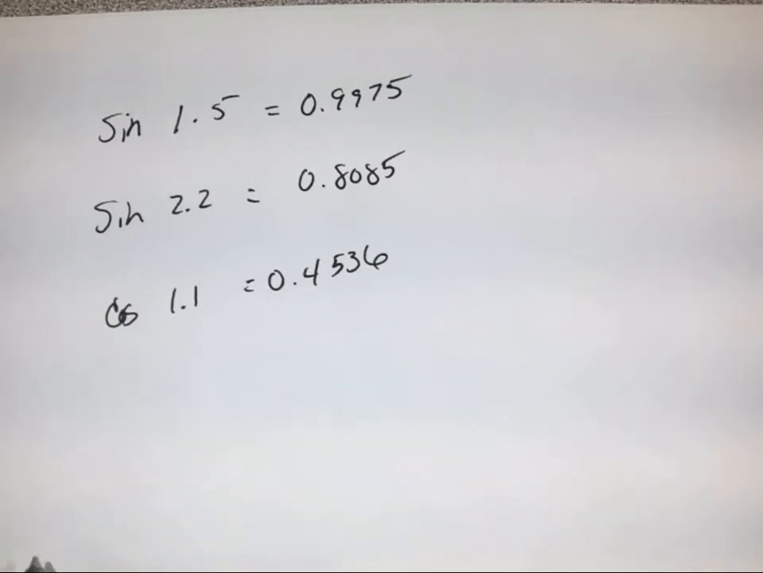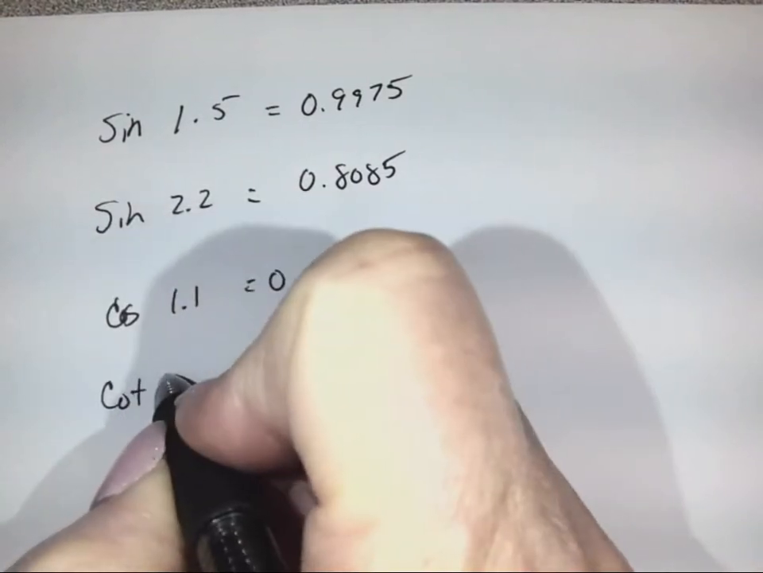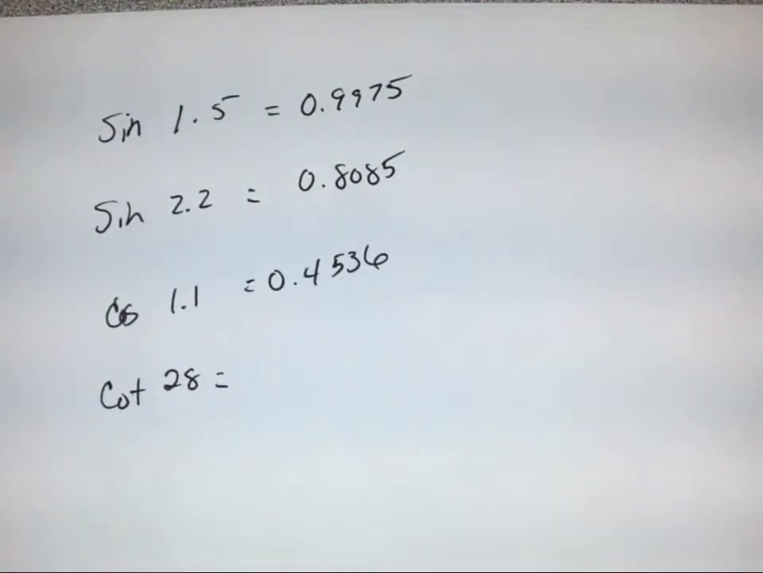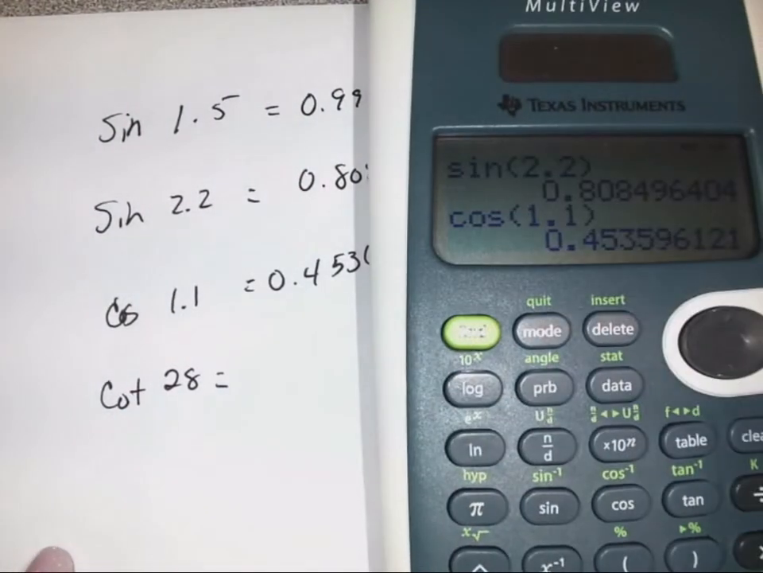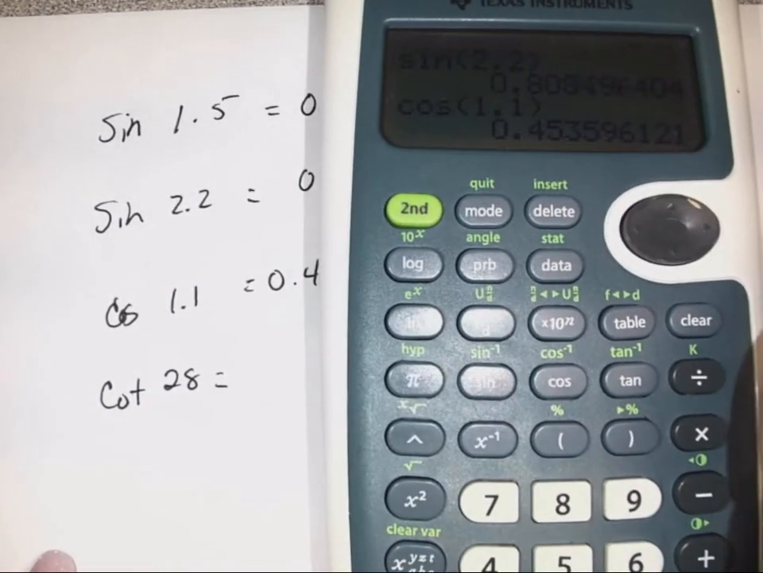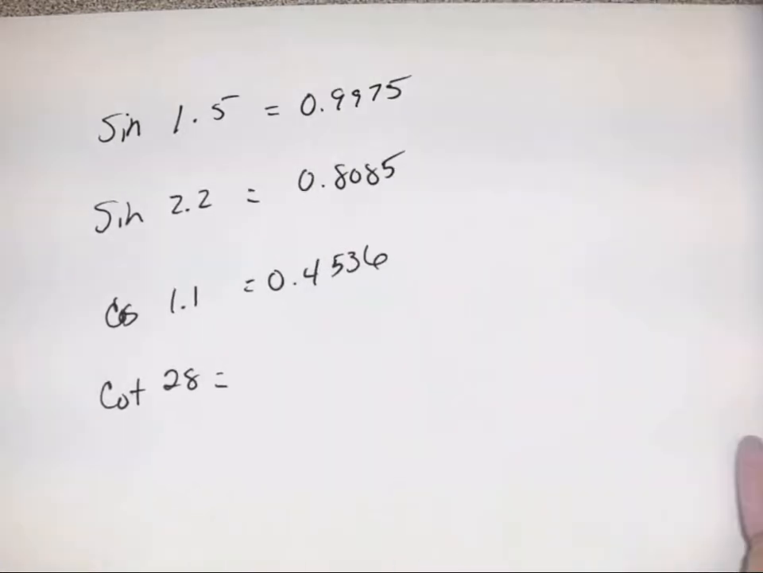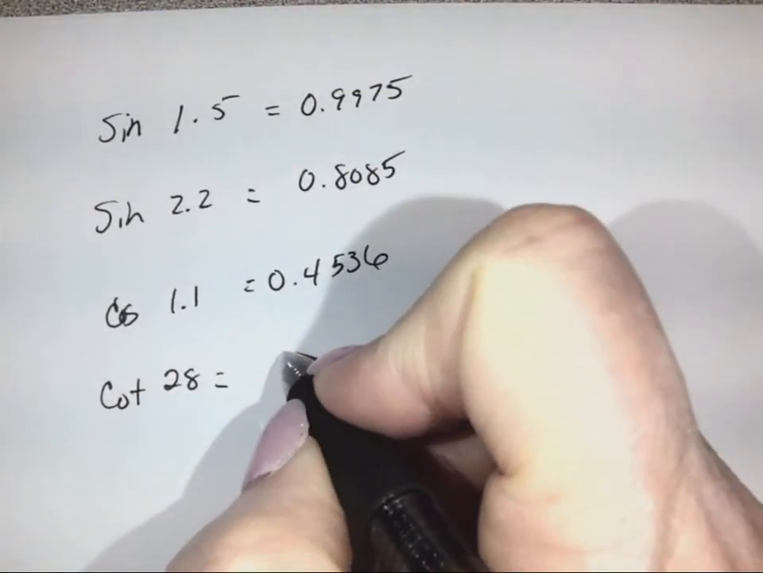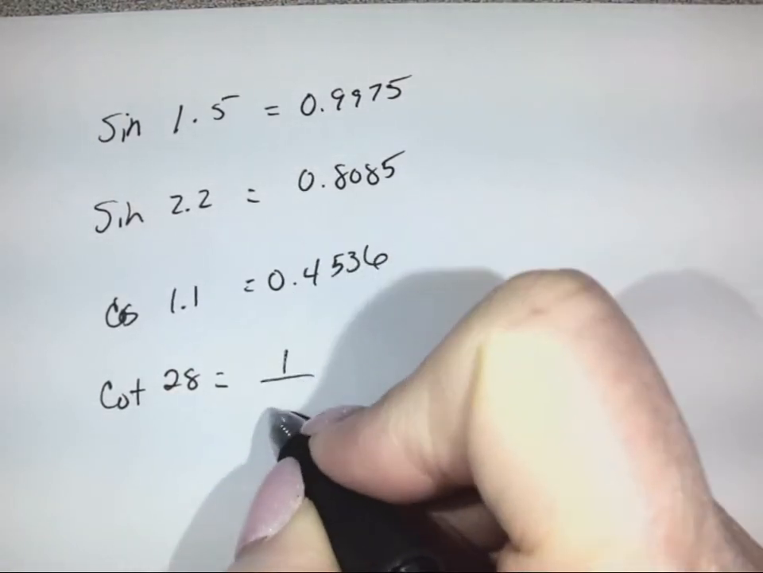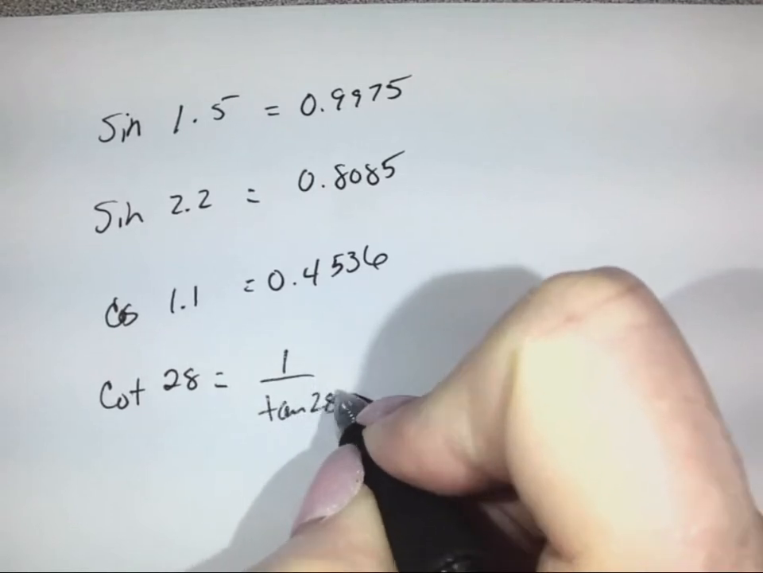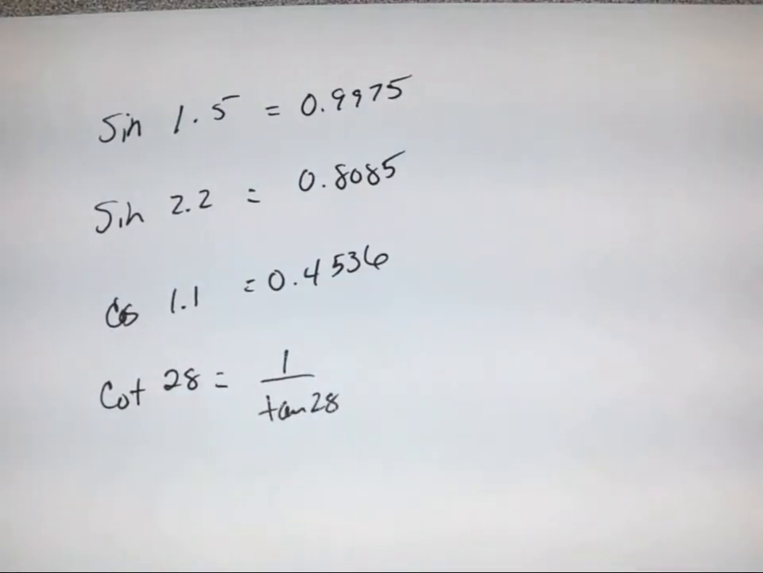So let's look at cotangent of 28. There isn't a cotangent button on our calculator. As you see, we only have sine, cosine, and tangent. So understand that cotangent is the reciprocal, 1 over tangent of 28. So we can use our knowledge of what's going on.